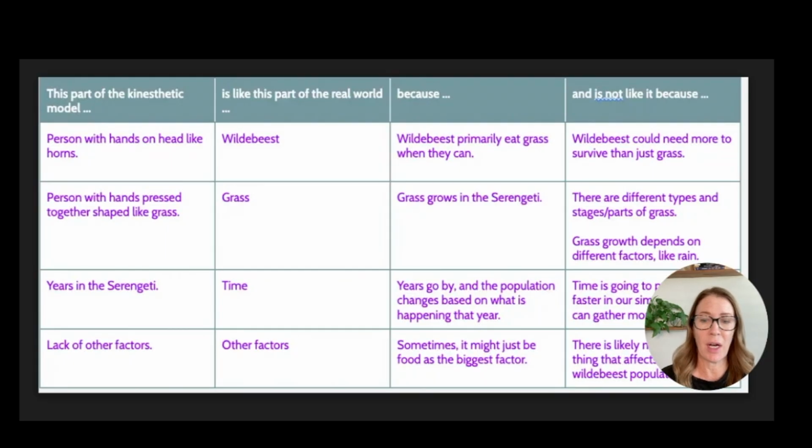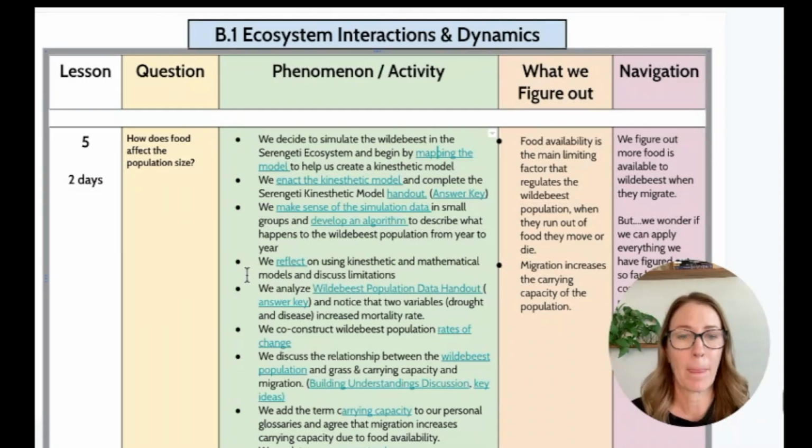Each year that passes will have new rounds of the model. We're only going to be looking at grass because this is probably the biggest factor that might relate to migration, or that's what we think right now. And so we map this kinesthetic model that we're about to act out, and then we enact the kinesthetic model.